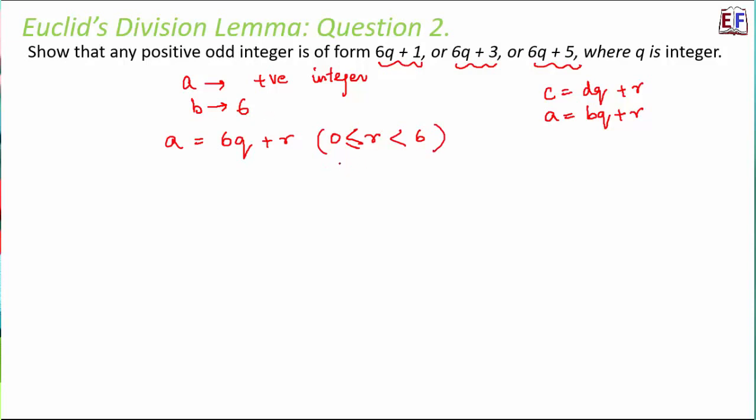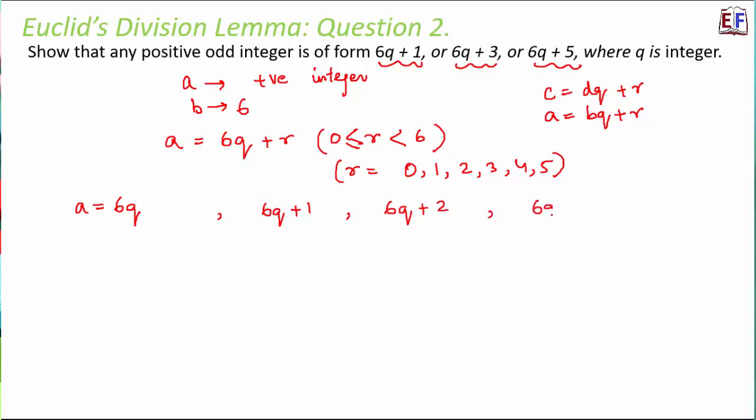So therefore, the possible values of R will be 0, 1, 2, 3, 4 and 5. Correct? Now, let us put these values of R. Then what are the possible values of A? If R is equal to 0, A will be 6Q. Other possible value could be 6Q plus 1. Other possible value could be 6Q plus 2. Other possibility 6Q plus 3, 6Q plus 4 and 6Q plus 5. So these are the possible values of A for different values of R.